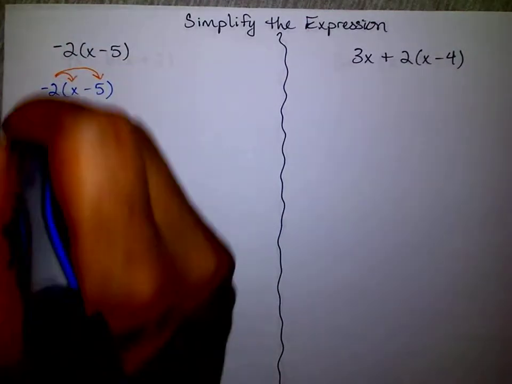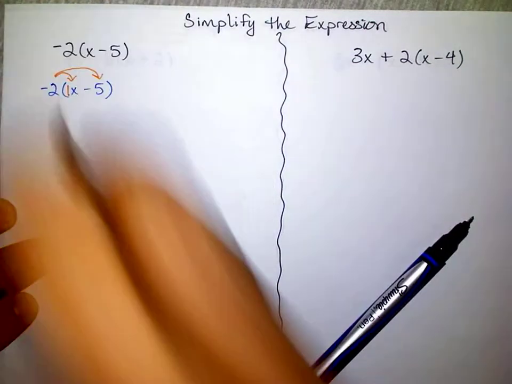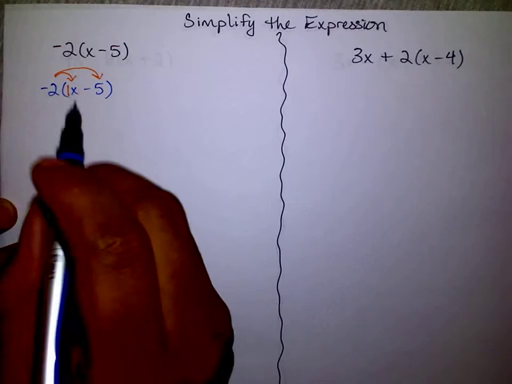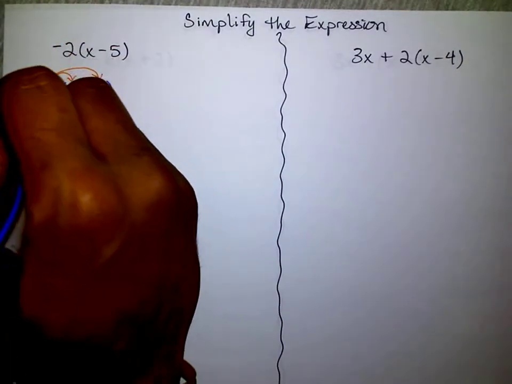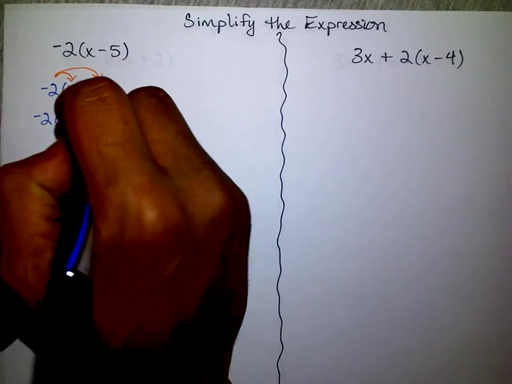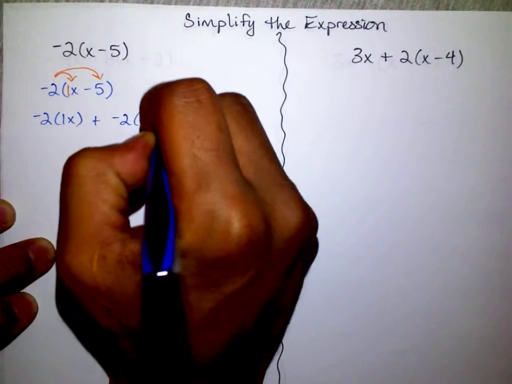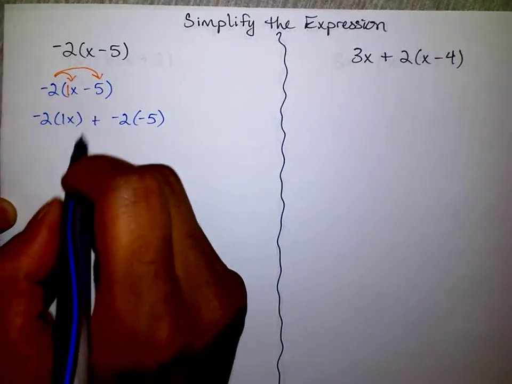What I forgot to do is put a 1 in front of that x, because there's really 1x. So when you distribute, it looks like this: negative 2 times 1x plus negative 2 times negative 5. And that is a negative 5.